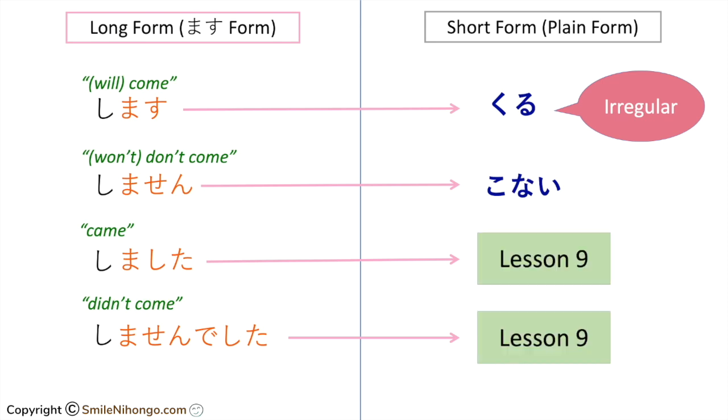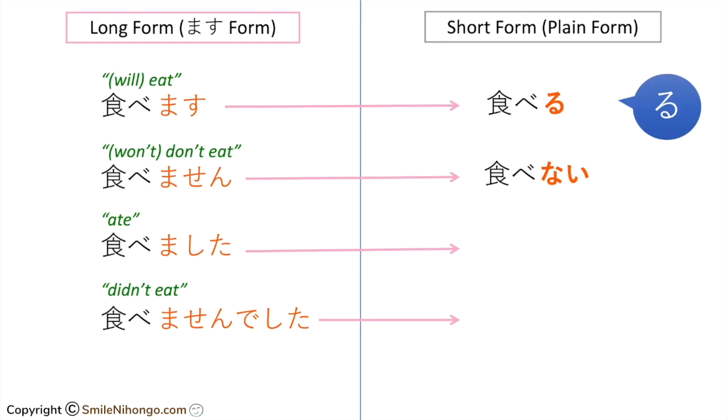Now in this lesson, lesson 9, we are going to learn how to say the past tense in plain form. Did and didn't. Let's begin with RU verbs, since this is the easiest group to conjugate. So far, you know how to say eat and don't eat in plain form. 食べる and 食べない. Now let's learn how to say ate in plain form.